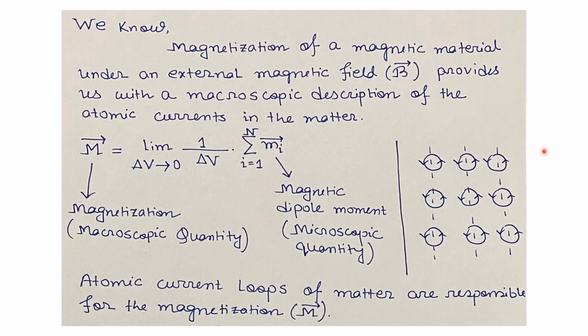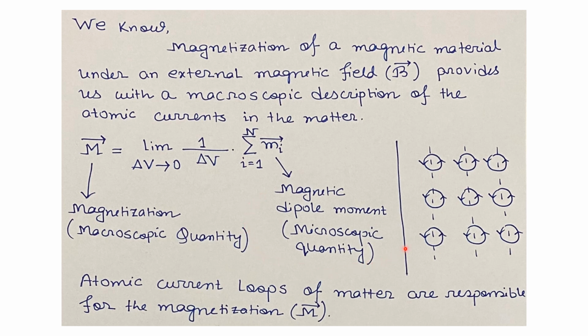Before going to the solution part, we will first recap some basics related to magnetic material in a magnetic field. We know magnetization of a magnetic material, when it is kept under an external magnetic field B, provides us with a macroscopic description of the atomic currents in the matter. Mathematically, magnetization of a material is defined as the summation over all the magnetic dipole moments of the matter divided by a volume element when volume tends to 0.